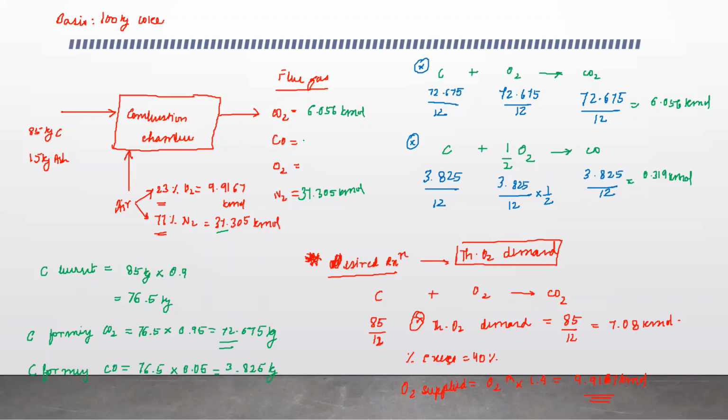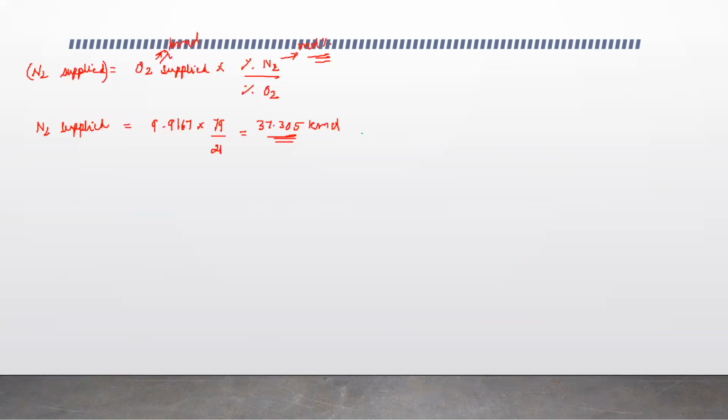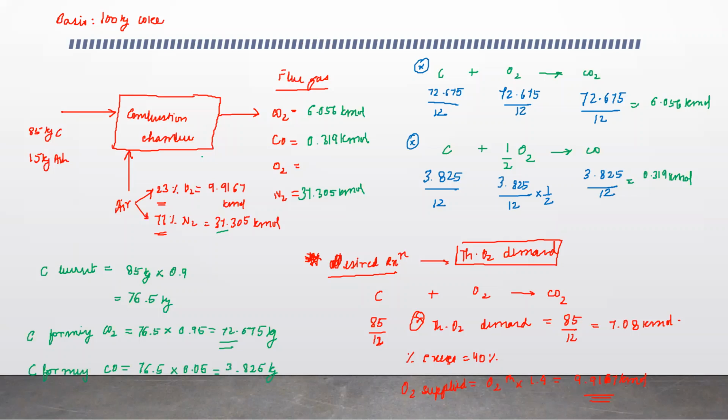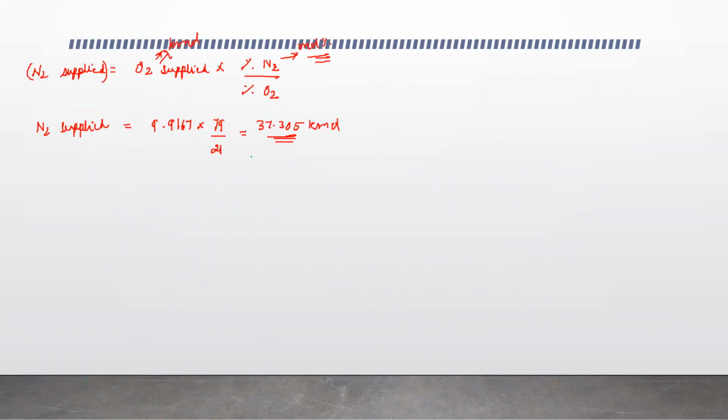All right. So it's 0.319 kilomole, right? All right. Then we need to go ahead and get this oxygen. So for oxygen, we are going to use the oxygen balance equation. Oxygen balance. All right. So what is oxygen balance?